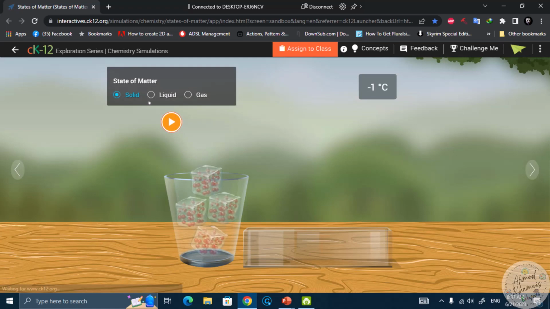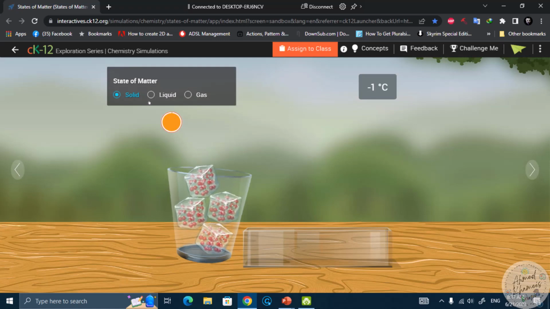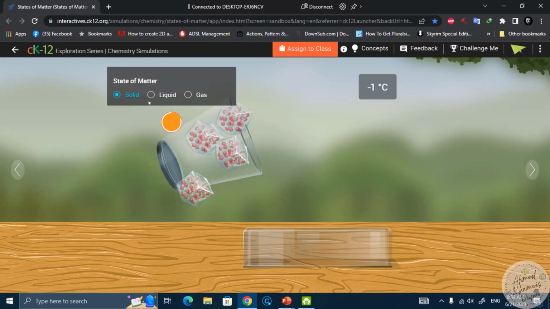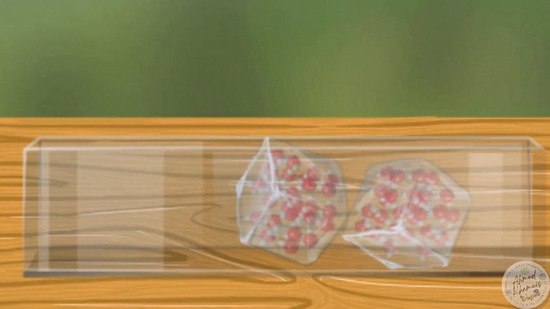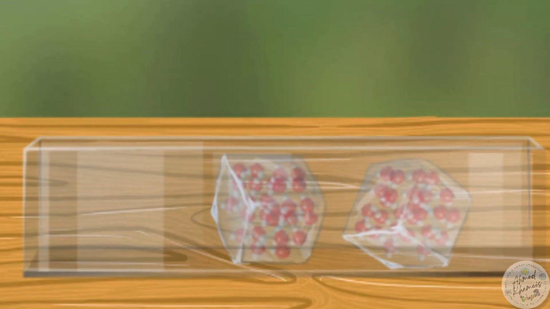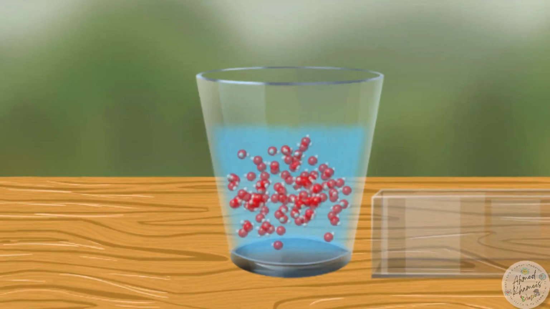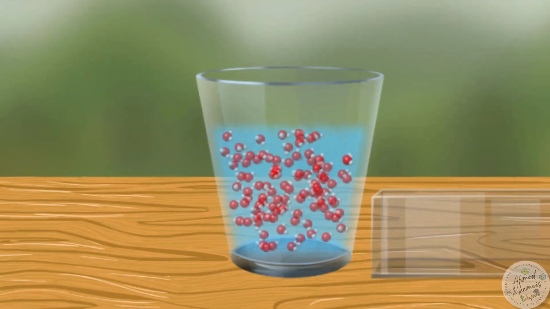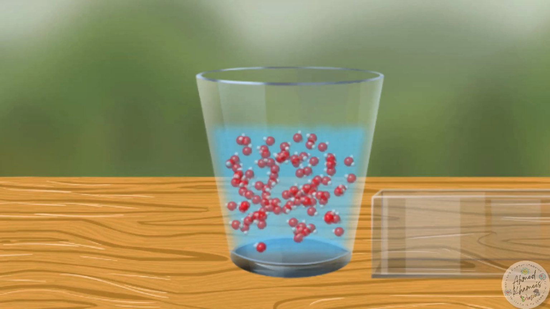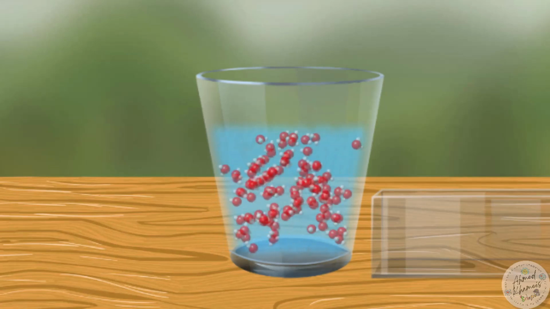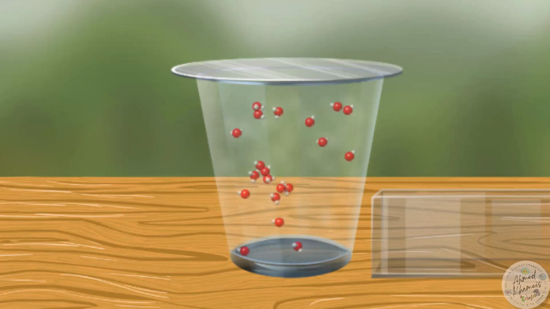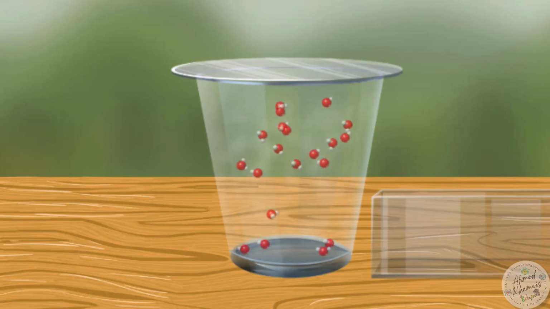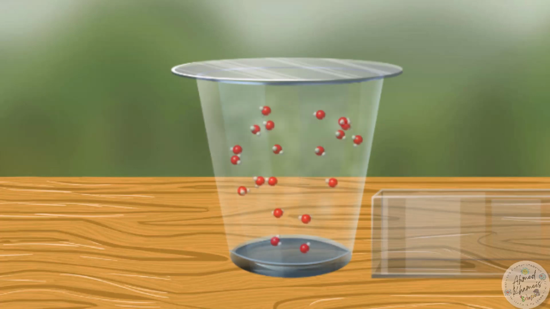So as we look here, in the solid we have definite shapes, and notice that the molecules are fixed in their positions and are slightly vibrating in place. But in the liquid, the intermolecular spaces are slightly larger, so they have slightly weaker intermolecular forces. But the gas molecules are completely free due to their very weak intermolecular forces.